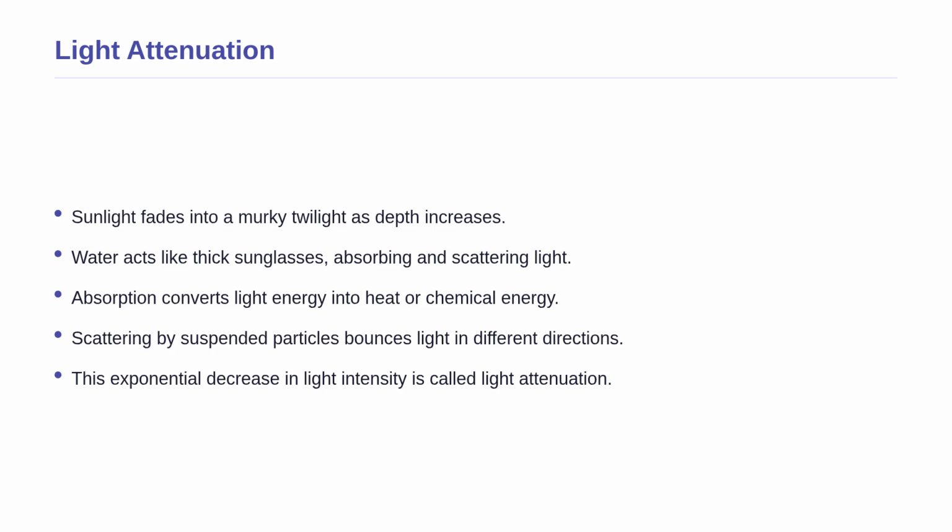Water molecules and algae absorb light, converting it into heat or chemical energy. Meanwhile, suspended particles like silt scatter the light rays, bouncing them in all directions. Together, these processes cause an exponential decrease in light intensity, a phenomenon we call light attenuation.